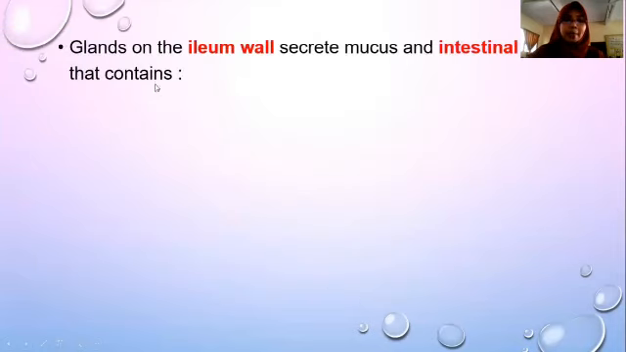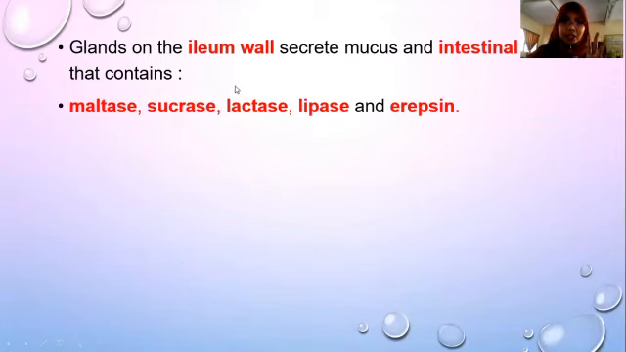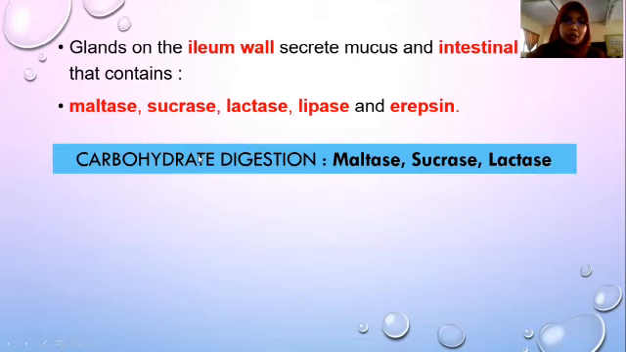Next, what happens at the ileum wall in our small intestine? It will secrete mucus and intestinal juice that contains how many enzymes? There are 5 enzymes here: maltase, sucrase, lactase, lipase, and erepsin. So what are the enzymes involved in the digestion of carbohydrate? There are 3: maltase, sucrase, and lactase.